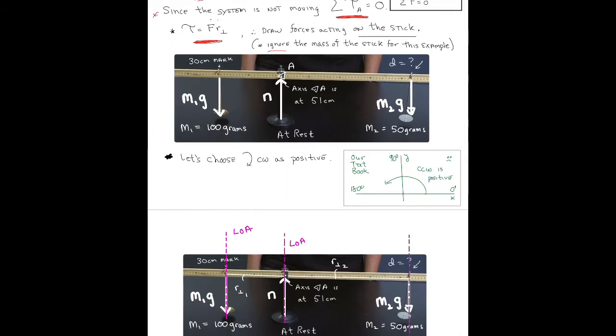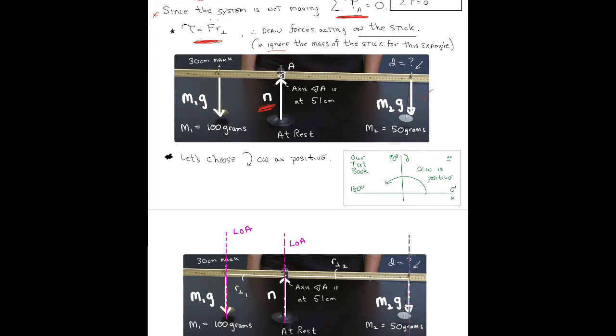So here's my M1G, acting at that point right there. I have M2G, and again, I'm trying to find this distance, on where to put that mass. And then I have the support point. I have the normal force, the support pushing up on the stick.